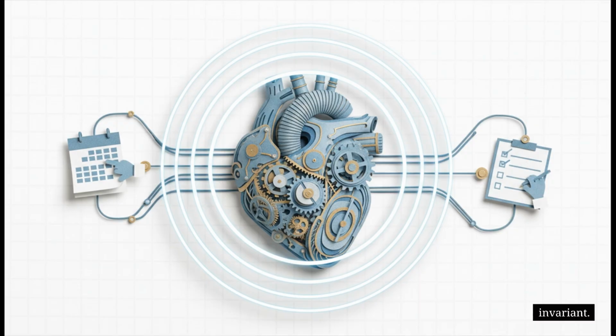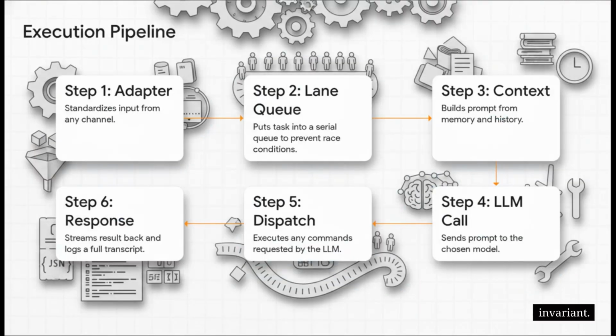This is what elevates it from a reactive tool to a truly proactive assistant. All right, let's follow a single command as it moves through the system. This 6-stage pipeline is what makes everything so reliable and auditable. So first, the channel adapter standardizes the input. Then, and this is super important, the task enters a lane queue.